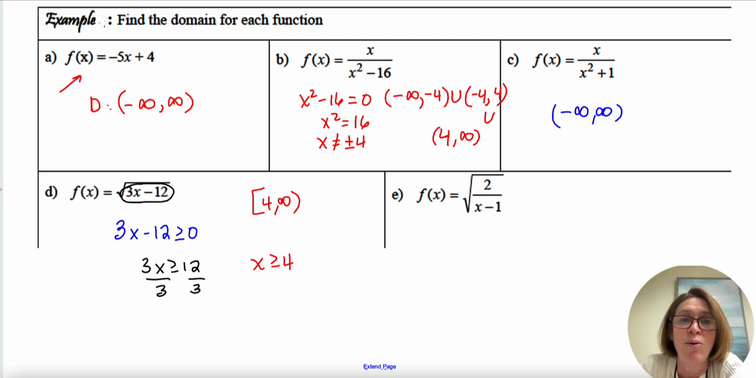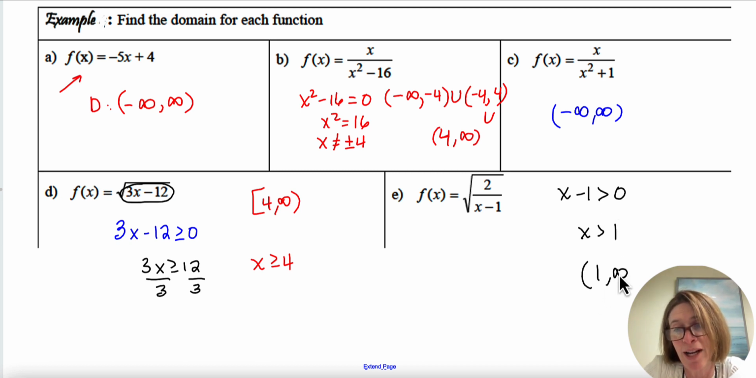Okay, now they get harder when you have to put all of this together. So we actually have a square root in the denominator. So in this case, x minus 1, we're going to set it greater than 0 because it can't be 0 because it's a fraction in the denominator. We got to be careful. So x's have to be greater than 1. So that would be parentheses 1 to infinity.